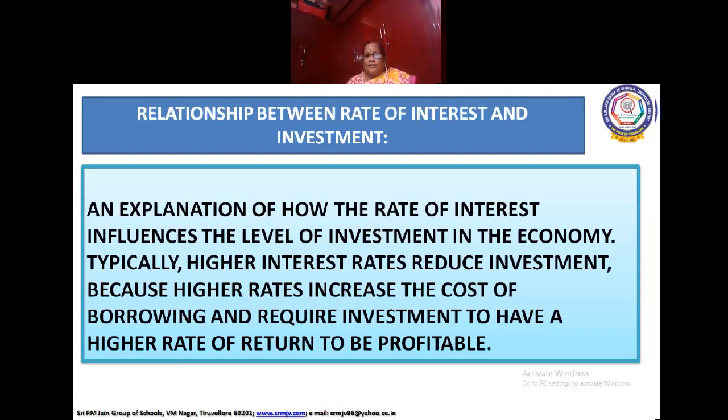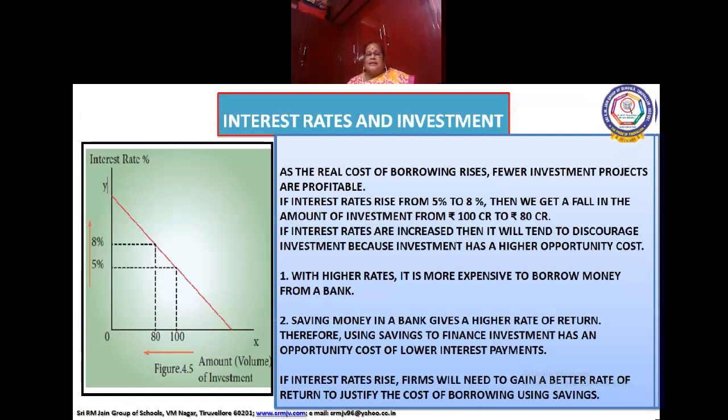Let us see in this diagram the difference between the higher rate of interest and the investment. That is nothing but, if the rate of interest goes on increasing, investment can be made in less. If the rate of interest goes on decreasing, we have to invest more to get more profit. That is what has been explained in the diagram.